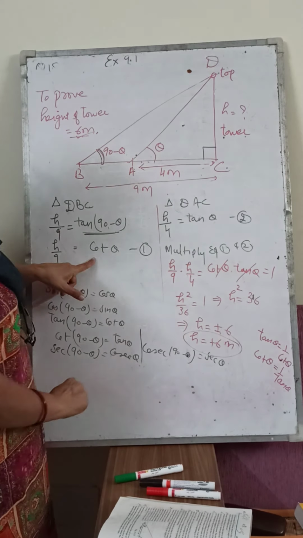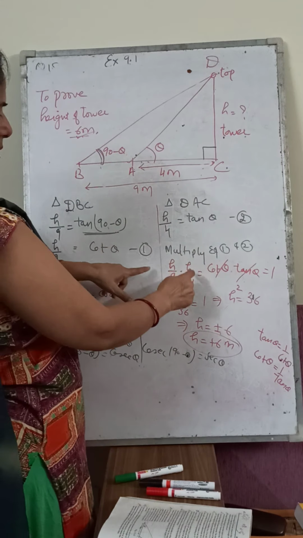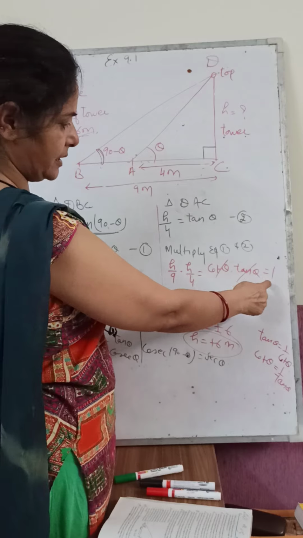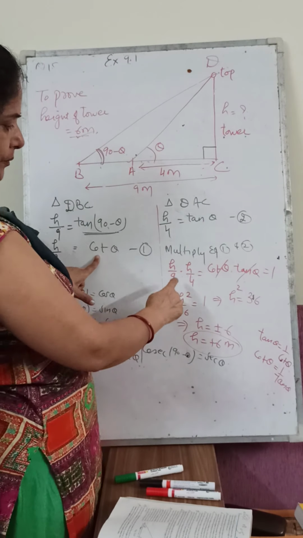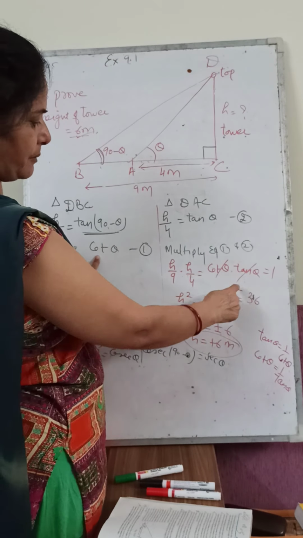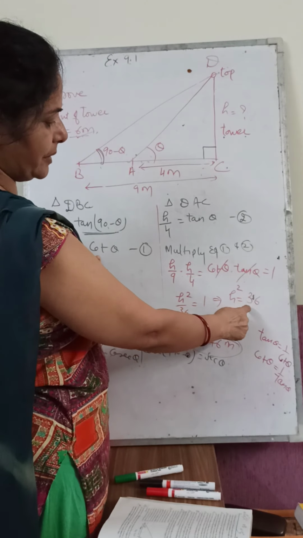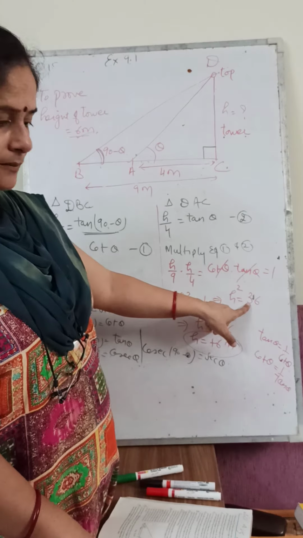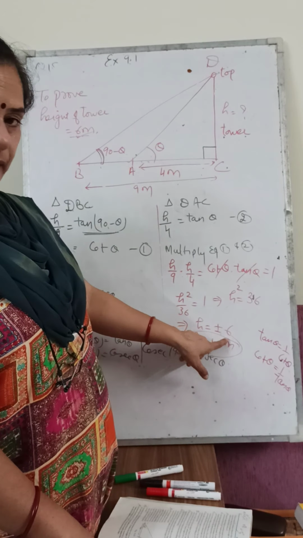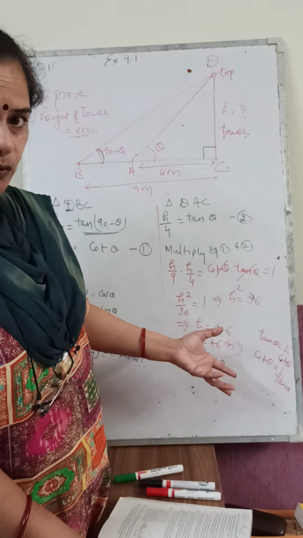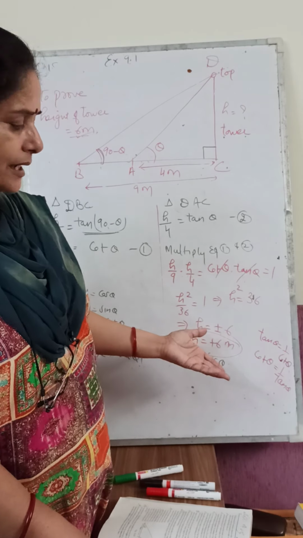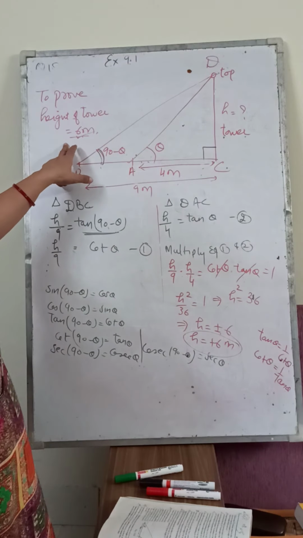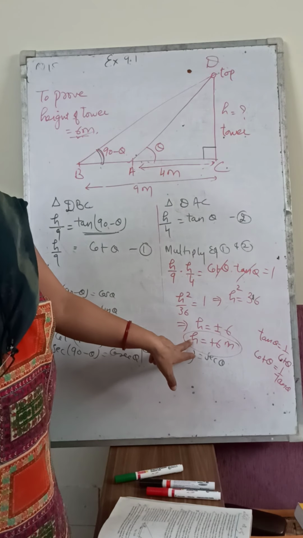Multiply 1 and 2. H upon 9 into h upon 4 is equal to cot theta into tan theta. It comes out to be 1. H square upon 36 comes out to be 1. H square will be 36. 36 is square of 6. H is equal to plus minus 6. Negative value we can't have because height can never be negative. H is equal to plus 6 meter. So height 6 meter we had to prove and we have proved.